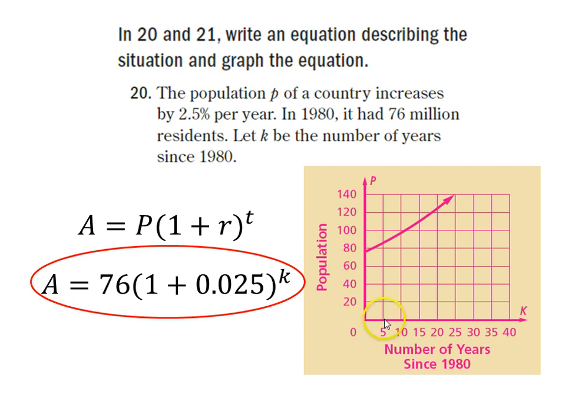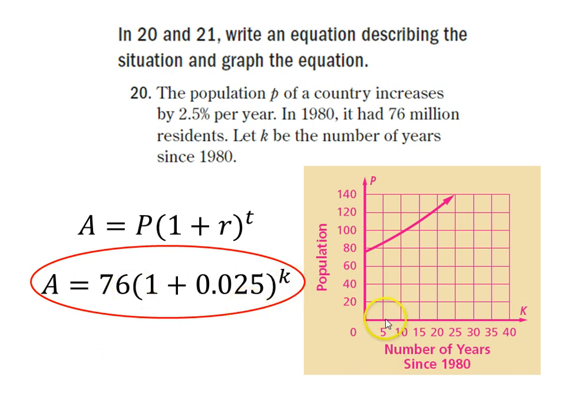And then if we plug in 5 for k and then evaluate the function, we're going to get something around 82, 83 million, maybe 84 million. I'm not exactly sure what that is, but to get this point right here, we would plug 5 into our function and see what we get out. And again, I don't know what 1.025 to the 5th power is, so use a calculator to figure that out.